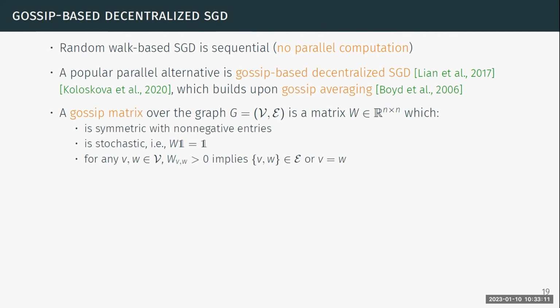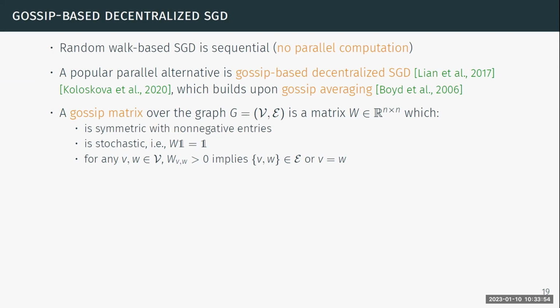These kinds of algorithms build on a gossip matrix. Essentially, it's an n by n matrix that is symmetric, with non-negative entries, and rows and columns sum to 1. If I have a non-zero entry in the (V, W) entry of this matrix, it means that the nodes are connected. At a high level, you can think of this matrix as giving the weight that a user V gives to the contribution of another user W. If they are not connected, then this weight should be 0, because it cannot aggregate their messages.